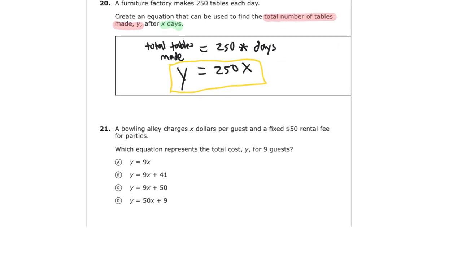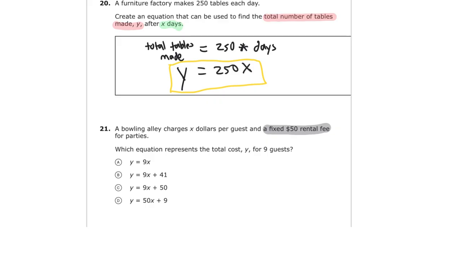Problem number 21. Bowling alley charges X dollars per guest and a fixed $50 rental fee for the party. So whenever they talk about a fixed fee, that means that's going to be a constant rate, which means it's going to be a number that does not have a variable attached to it. So, in other words, there's going to be a 50 in the equation somewhere where it's standalone. It doesn't have a variable attached to it.